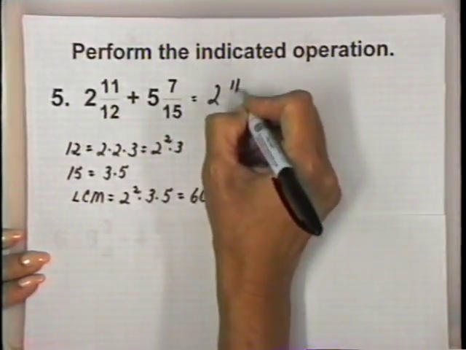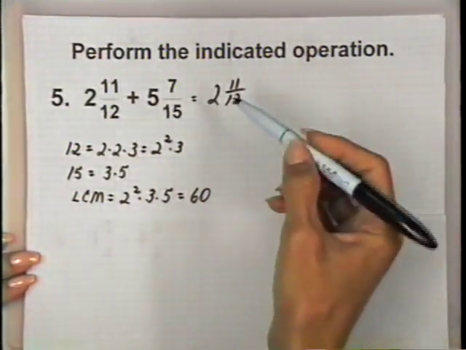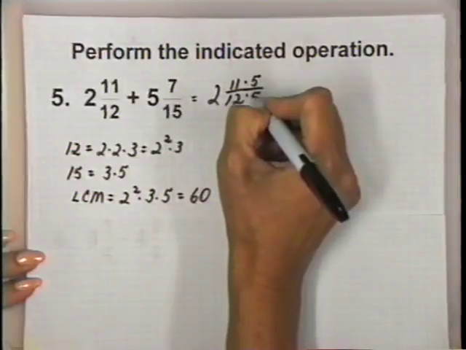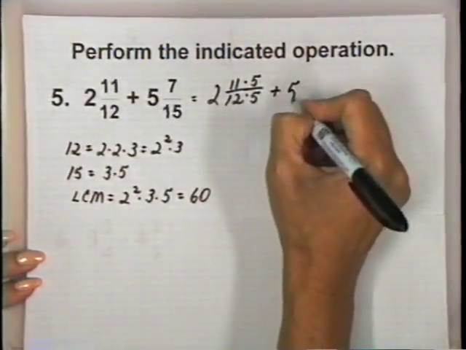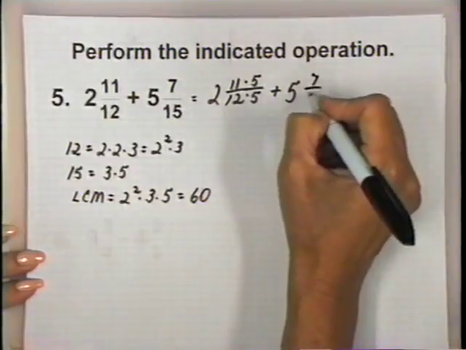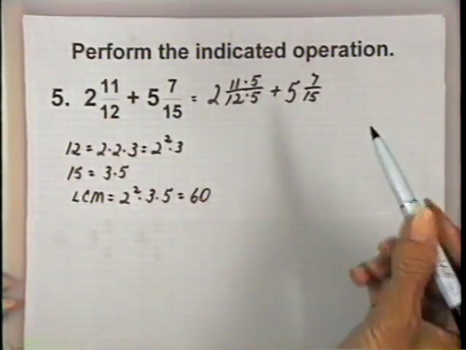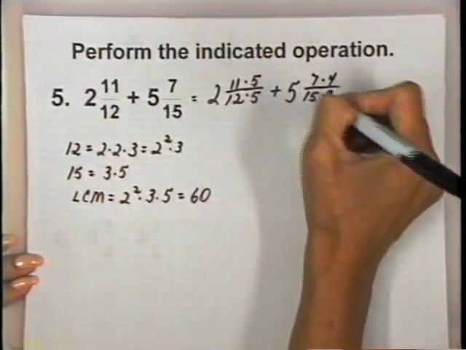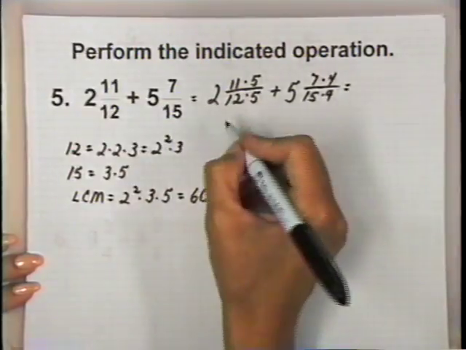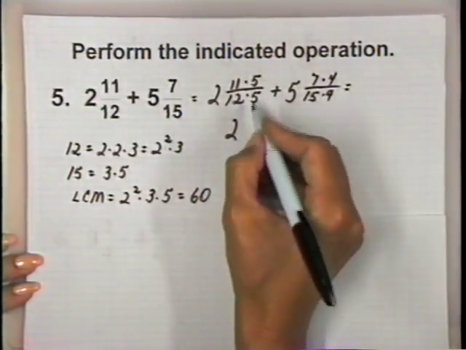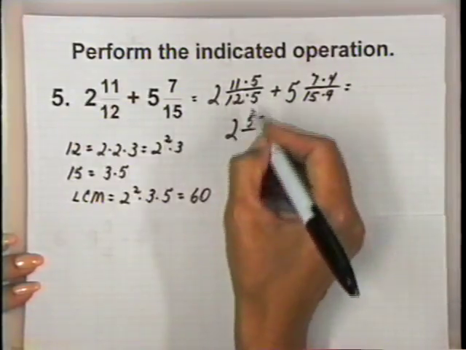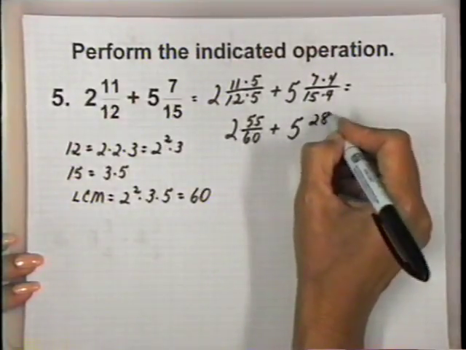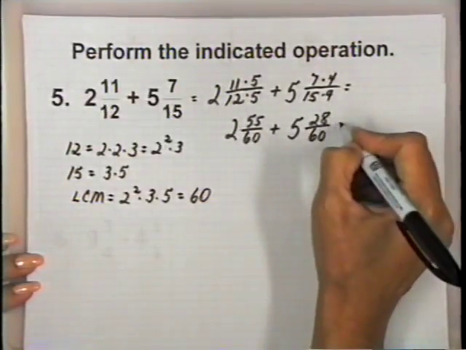Let's write the 2 and 11 twelfths. 12 goes into 60 five times, so we know we want to multiply the 11 and the 12 by 5, plus the 5 and 7/15. Let's find an equivalent fraction for 7/15. 15 goes into 60 four times, so let's multiply by 4 over 4. We'll have 2 and 11 times 5 is 55, 12 times 5 is 60, plus 5 and 7 times 4 is 28, 15 times 4 is 60.